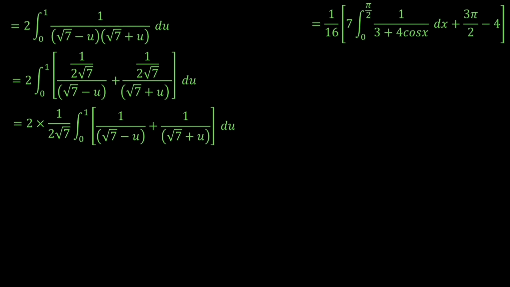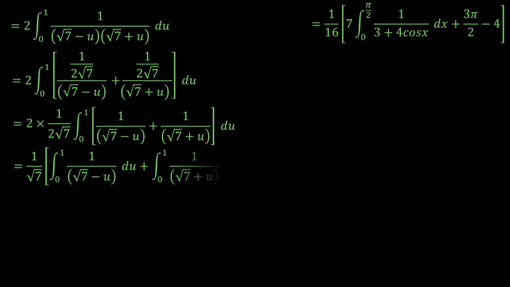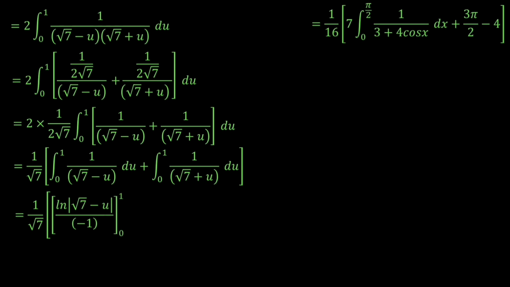Now we can consider the integral sign separately. Integral of 1 over (root 7 minus u) we can write as ln modulus (root 7 minus u) over minus 1. Here the coefficient of u equals minus 1. That's why we divide this answer by minus 1. Integral of 1 over (root 7 plus u) equals ln modulus (root 7 plus u).